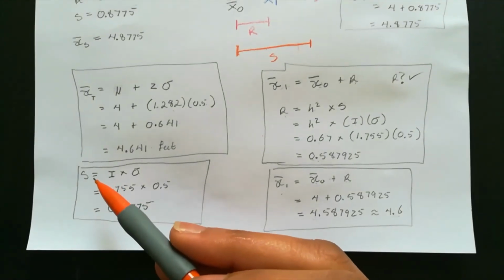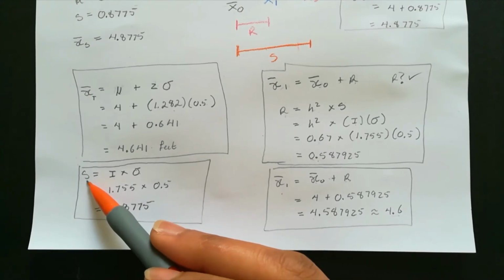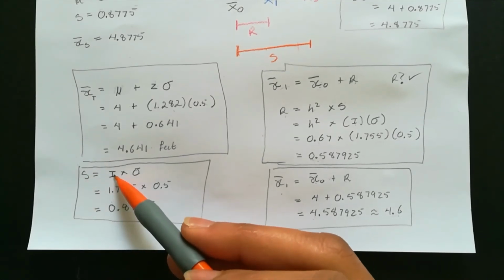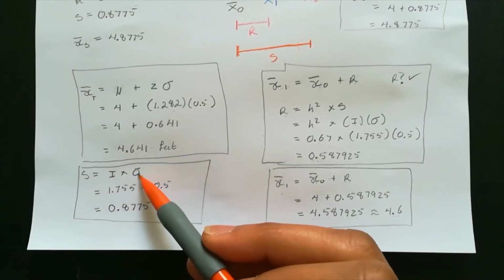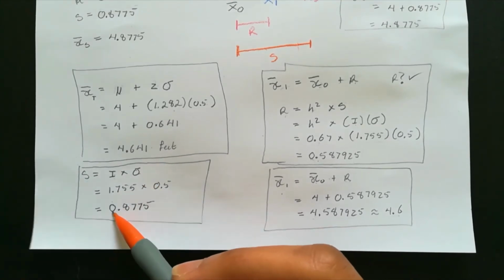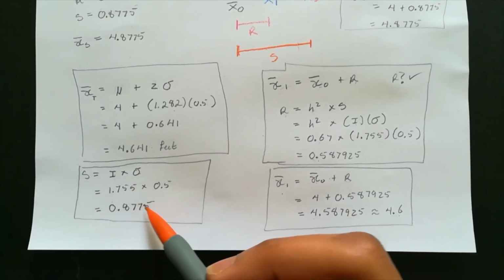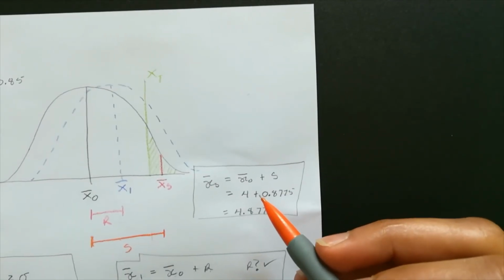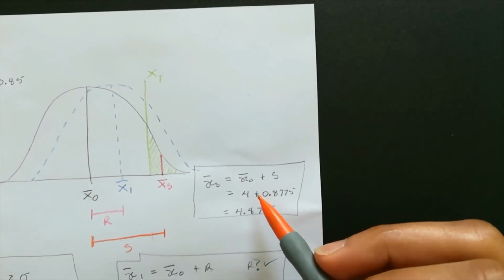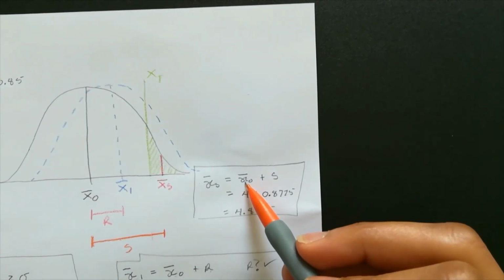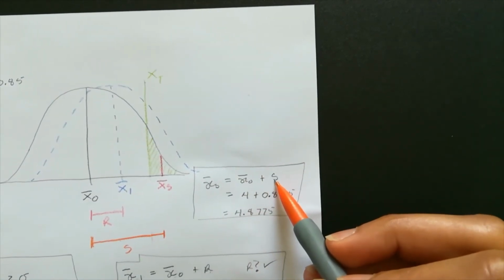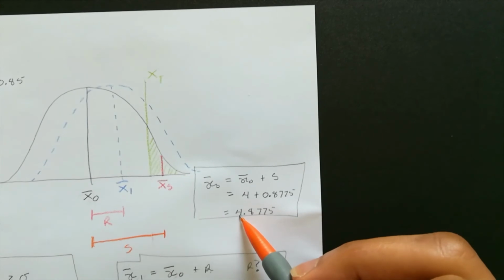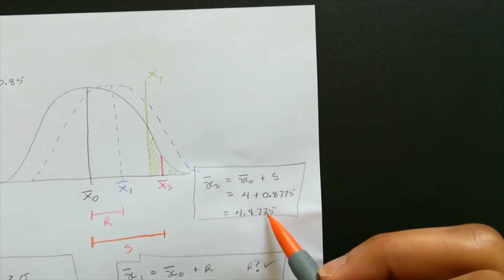As mentioned earlier, the selection differential was obtained by multiplying the selection intensity by the standard deviation, which gave us a value of 0.8775. And finally, the mean of the selected parents was obtained by adding the mean of the original population to the selection differential, giving us a value of 4.8775.